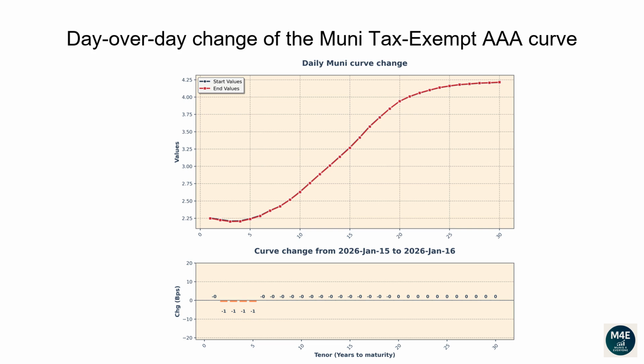The 1-year tenor changed 2 basis points. The 2-year tenor changed 2 basis points. The 5-year tenor changed 3 basis points. The 10-year tenor changed 5 basis points. The 20-year tenor changed 5 basis points. The 30-year tenor changed 6 basis points.